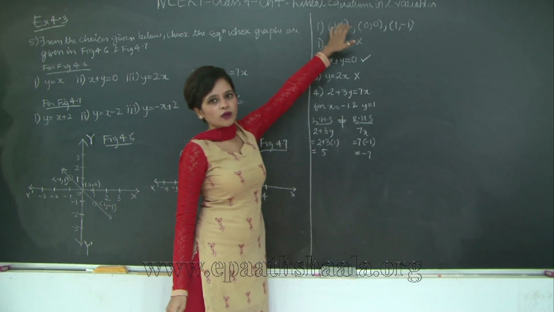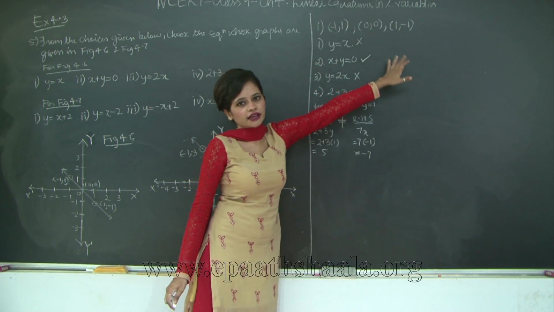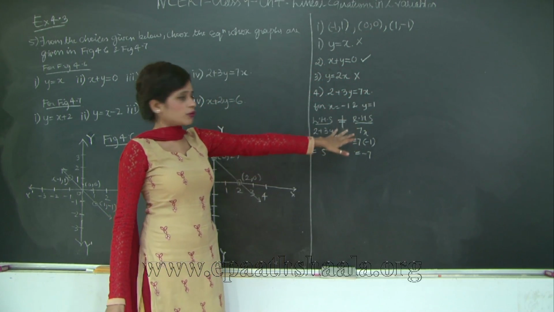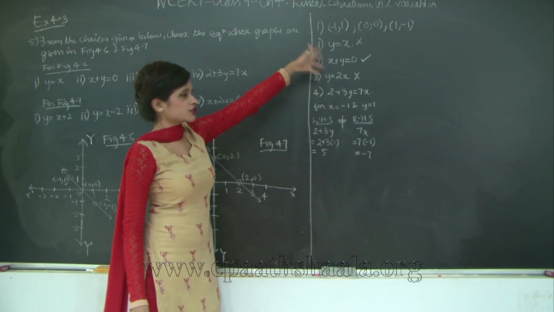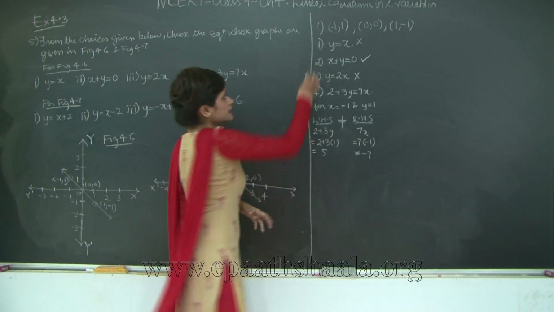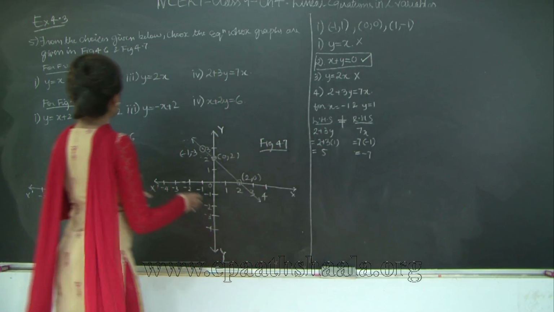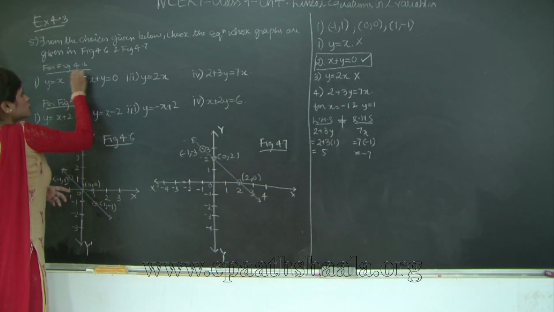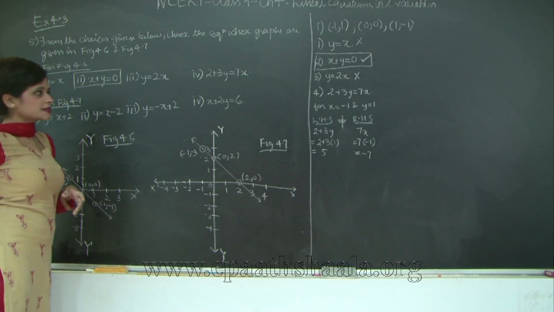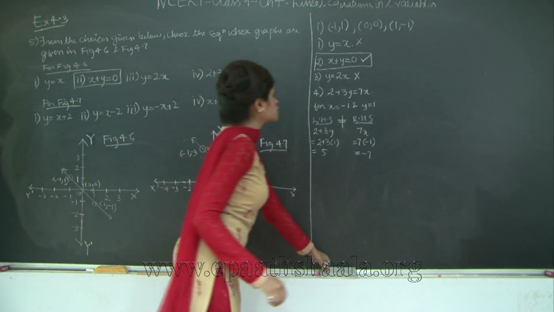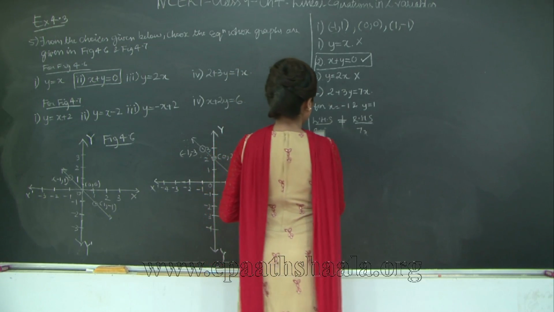Therefore there exists at least one point. We don't need to check the other 2 points, because we already found one point that does not lie on the equation of my line. So my required equation I can see is this one, right? So I will mark this over here, x plus y is equal to 0. Simple. Now let us go ahead and solve for figure 4.7.